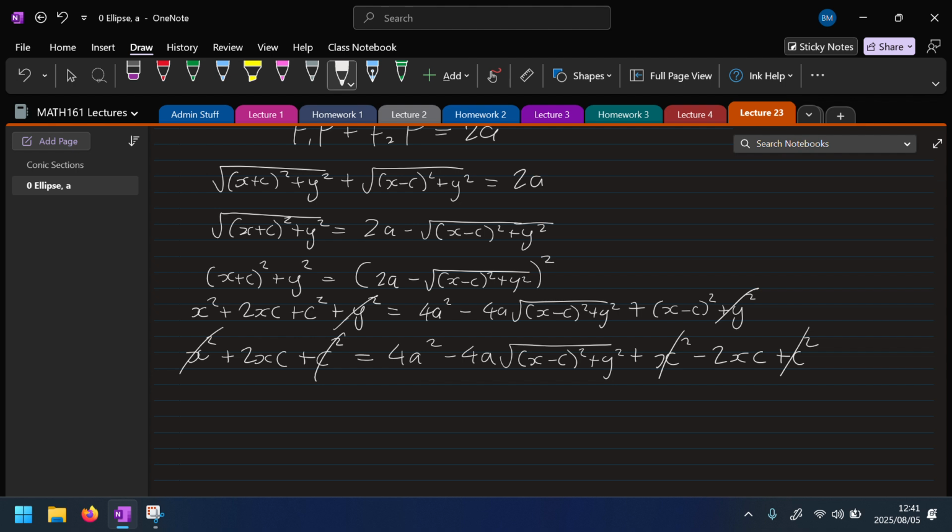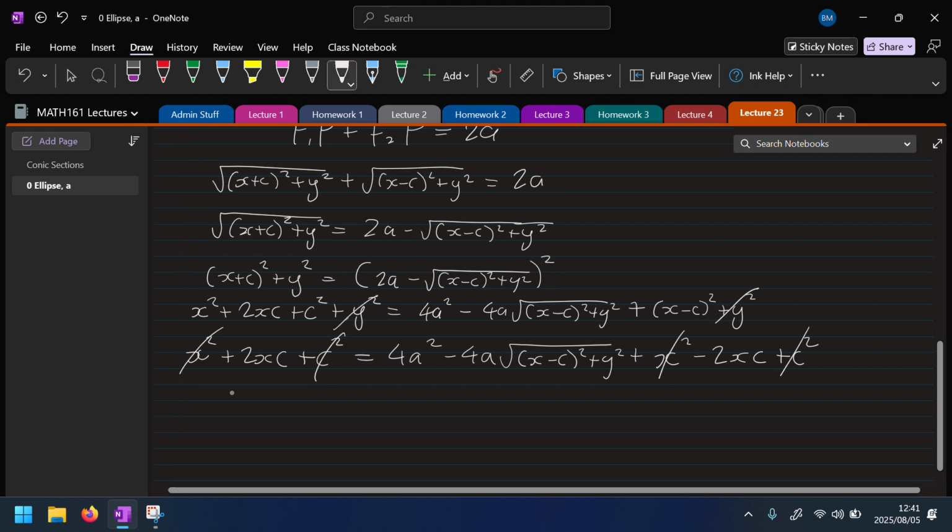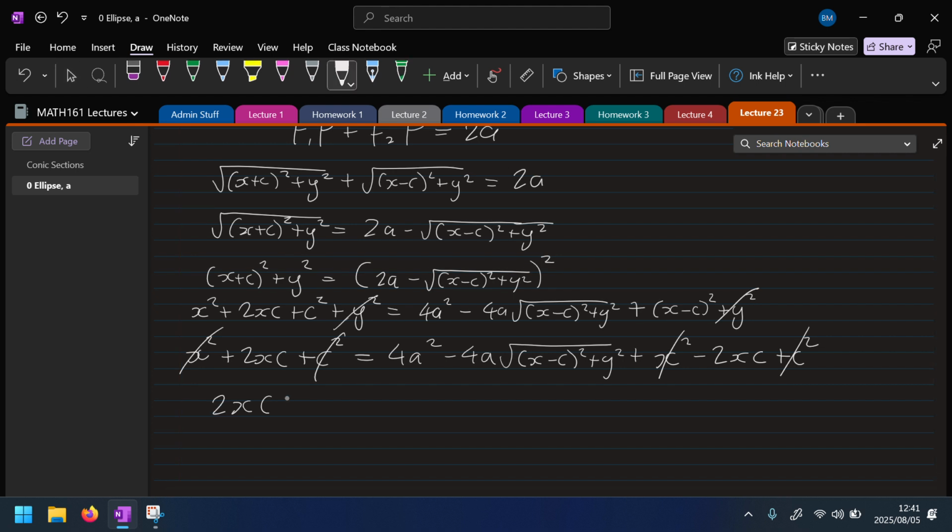Okay, now we've got 2xc on the left-hand side. We've got a minus 2xc on the right. Let's take that over. Okay, so we just take it over to the one side. And then what's left over from all the cancelling, that will be 4a squared minus 4a roots x minus c squared plus y squared. Okay, so we end up with that.